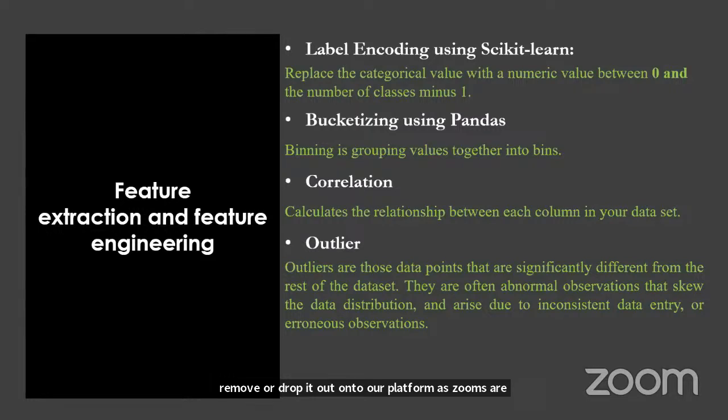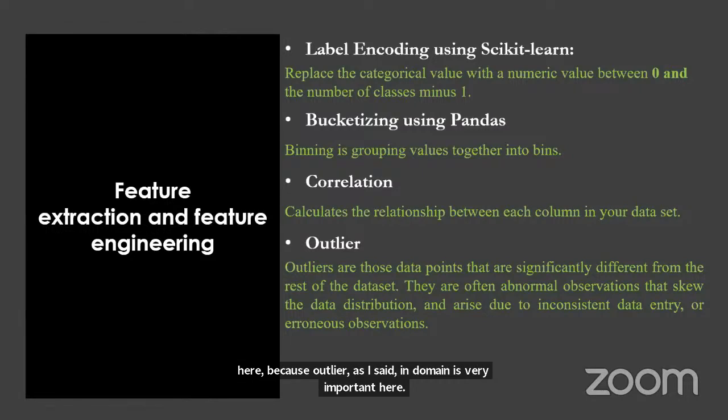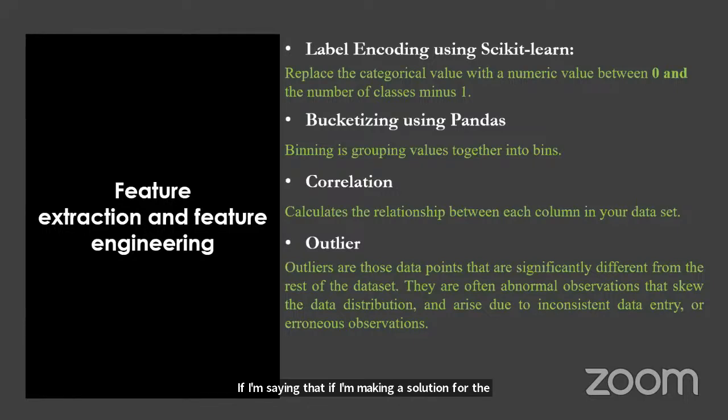Now I'll include one more point here, because with outliers, as I said, the domain is very important. For example, if I'm making a solution for the process industry, for a refinery, and my temperature goes around 20 to 80, this is the range. What I can see in the data set is that the minimum and maximum almost follow 20 to 80. Now somewhere it is coming around 10, 15.